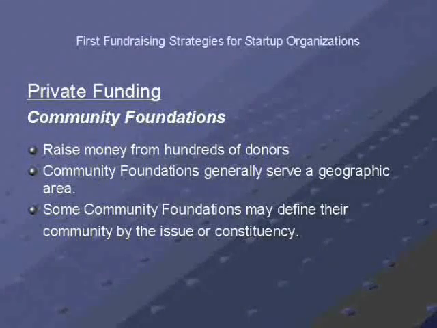The other way is through community foundations, and these are like family foundations, but they're taking money in from all different families and all different donors. So they're accumulating donations and funds from families and organizations from throughout the area. Community foundations generally serve a geographic area, like the Cleveland Foundation in Ohio, which funds organizations in the greater Cleveland area. Some community foundations may define their community by an issue or by a constituency as well.